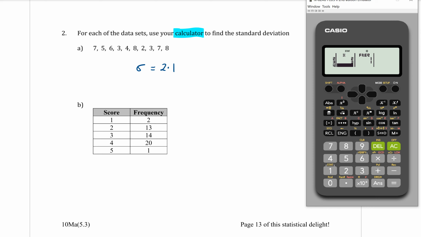Okay, it automatically puts 1s in for the frequency, so you need to use your arrow buttons to go back up to the top, and now we need to put in the right frequencies. So 2 equals 13 equals 14 equals 20 equals and 1 for the last one. Okay, now to get our results. Everything is in the table, so we press AC, clear it all away. Then we press Shift 4. Oops, try that again. Shift 4 to bring up the menu.